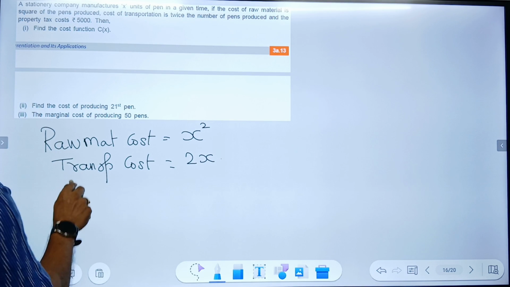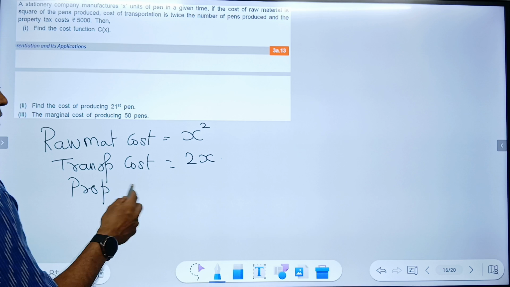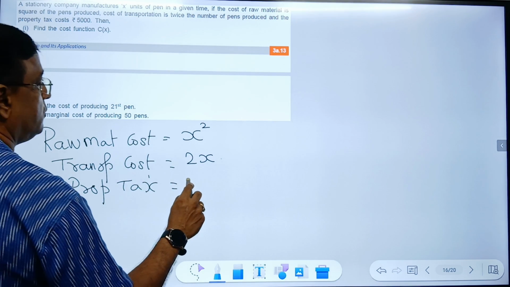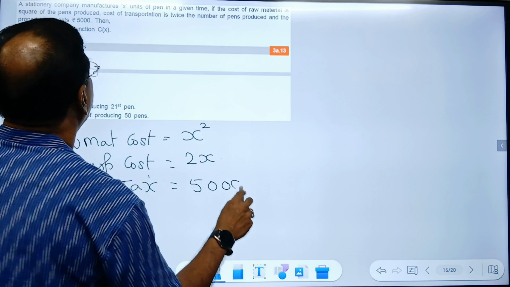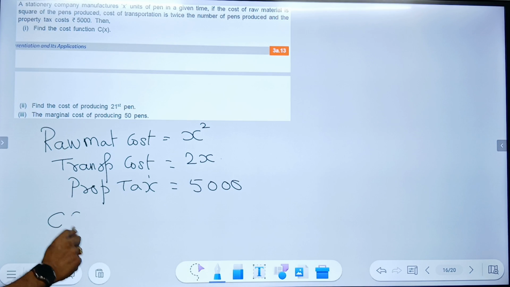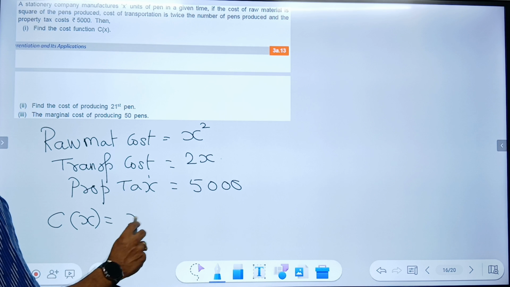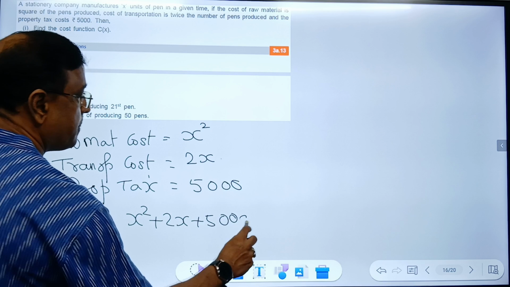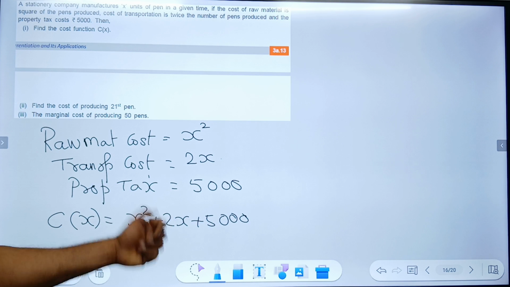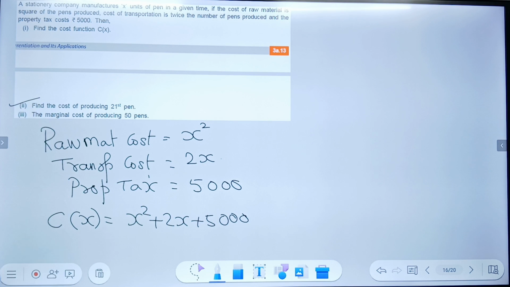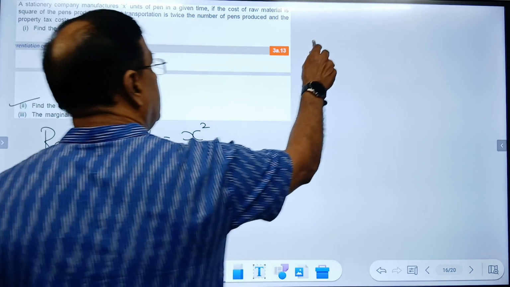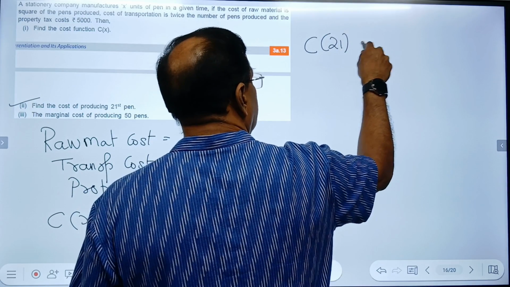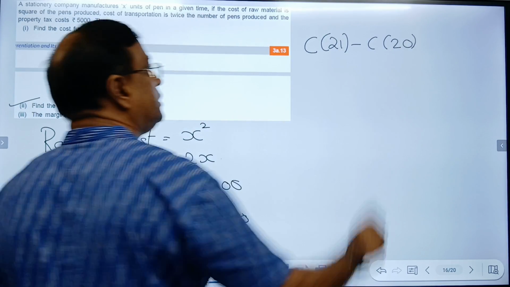And you also have property tax. Property tax also comes under cost, right? It is around 5,000 rupees. So what is the total cost function? The total cost function will be raw material cost plus transportation cost plus the tax. So this is the total cost that a company incurs. I want to find the cost of the 21st pen. So you find the cost of the 21st pen. So C21 minus C20. Correct?